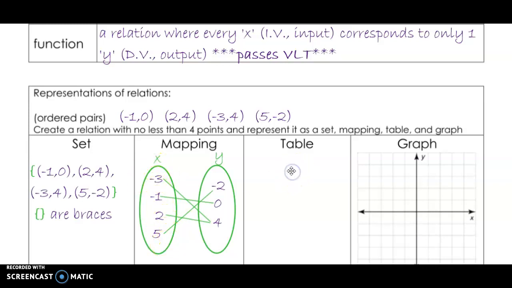A table should be fairly self-explanatory. We have an X column and a Y column, and the most basic type of table is a T-chart. We list out all of our X's, and we make sure that they're paired up with all of our Y values.